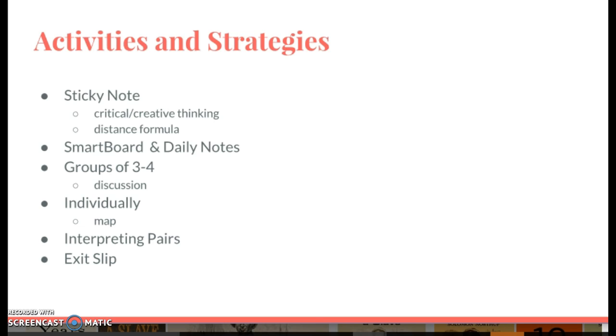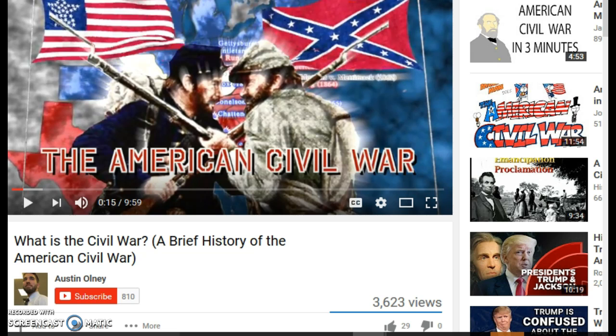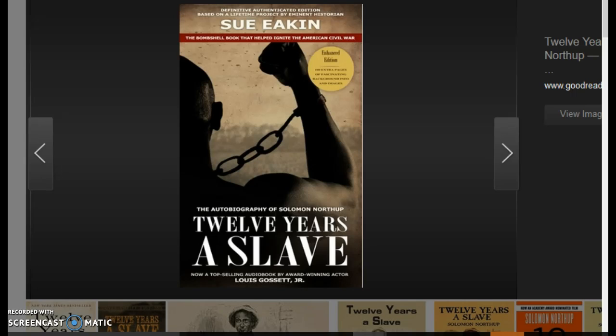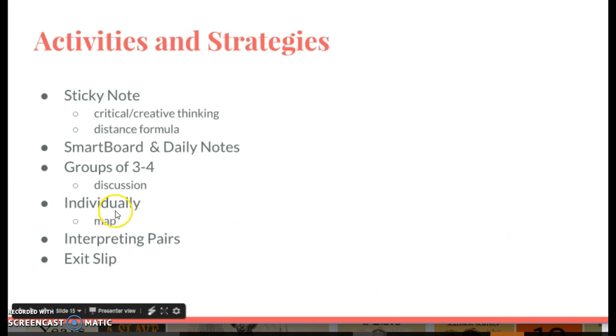So that stems into their homework, where they will either analyze the article or the YouTube video or use the book to develop a new map and essentially do the same thing that they did in class.